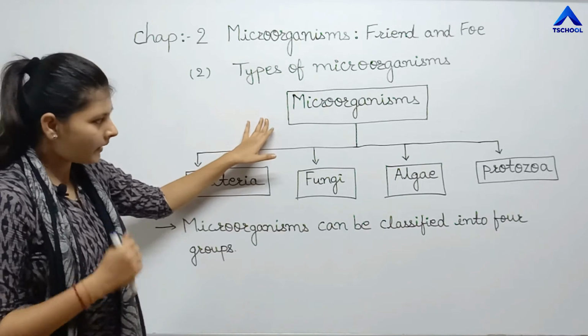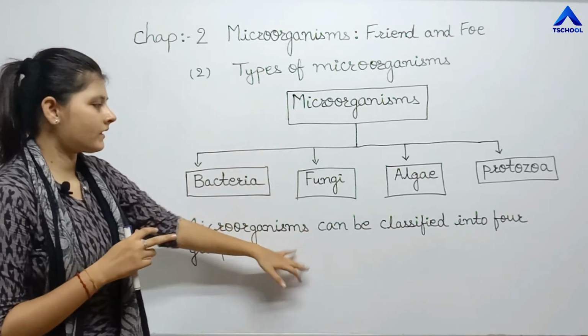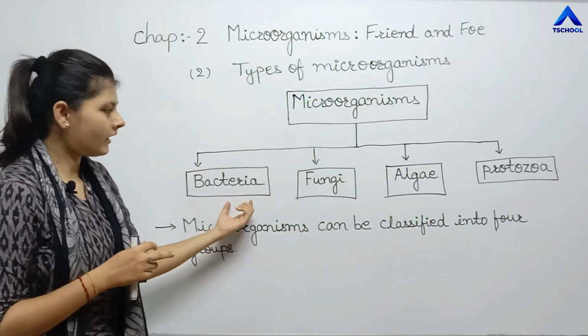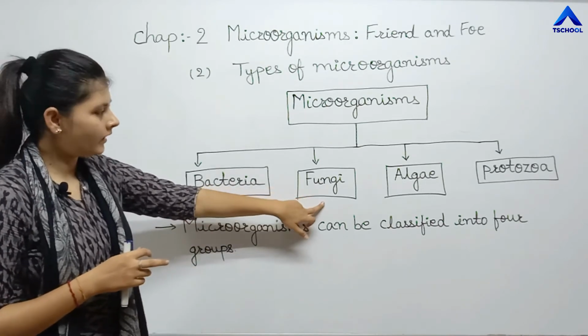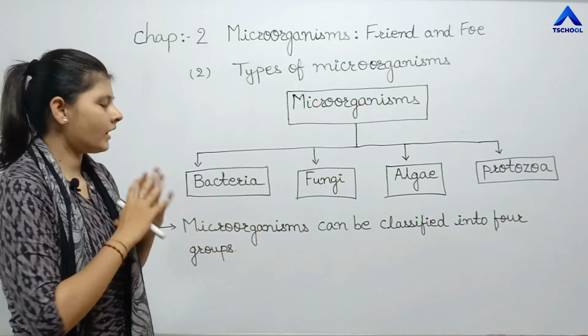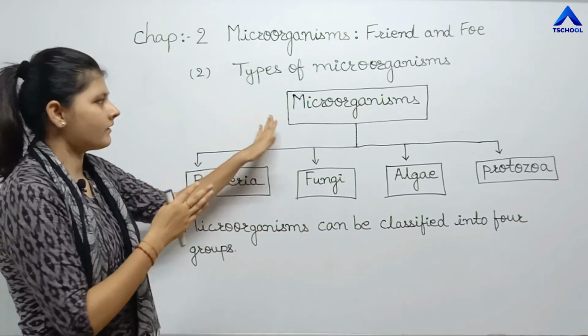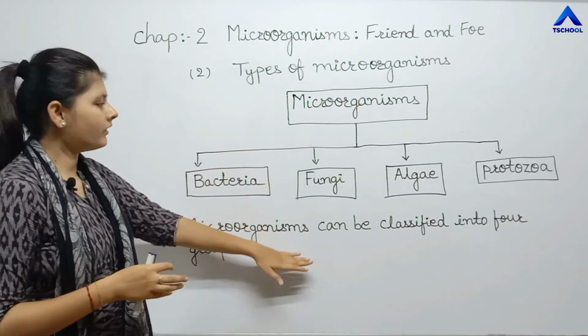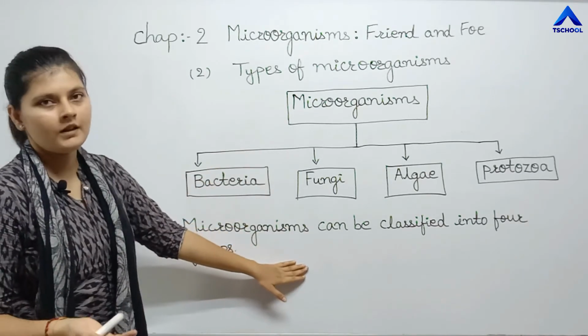So the microorganisms can be classified into 4 groups. Number 1, that is bacteria. Number 2, fungi, then algae and protozoa. So these are the 4 groups which are classified as microorganisms, right. So these we are discussing now in detail.